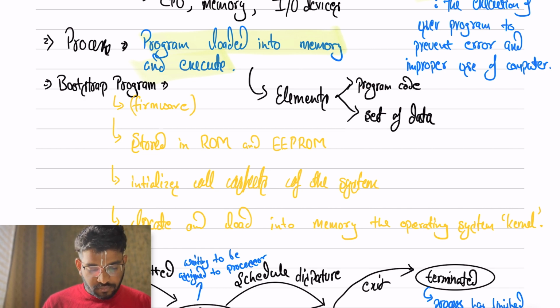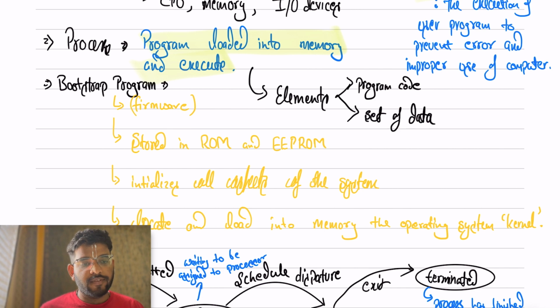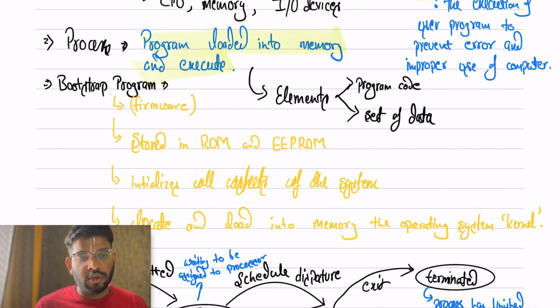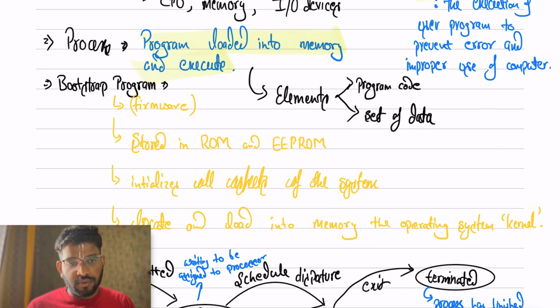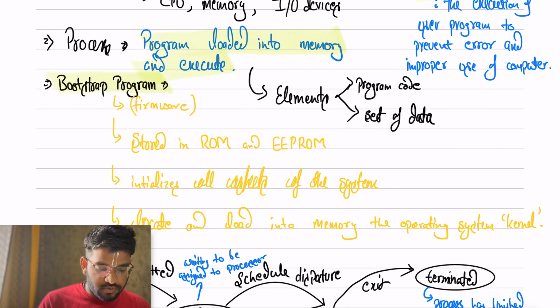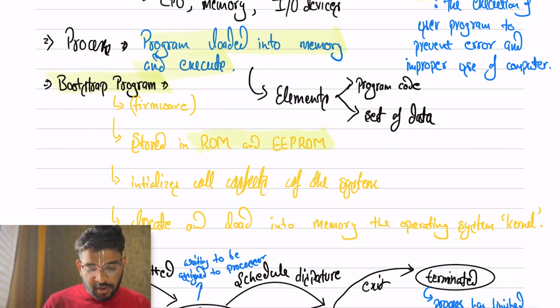Okay. So when we start our system, the very first thing that happens is POST. POST is power-on self-test. It checks that the necessary things required to start the system are attached and in working condition. So the very first thing that happens when we activate our system is the power-on self-test. Then the first program that executes is the bootstrap program. It is basically a firmware. It is stored in ROM or EEPROM depending upon your system.